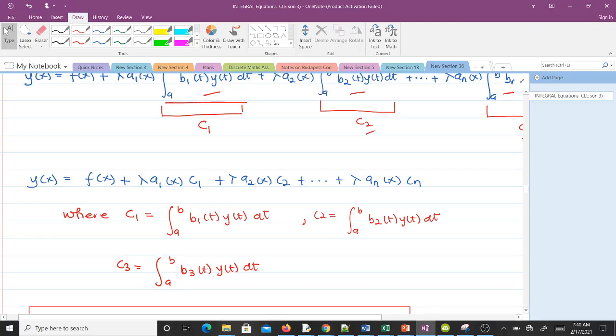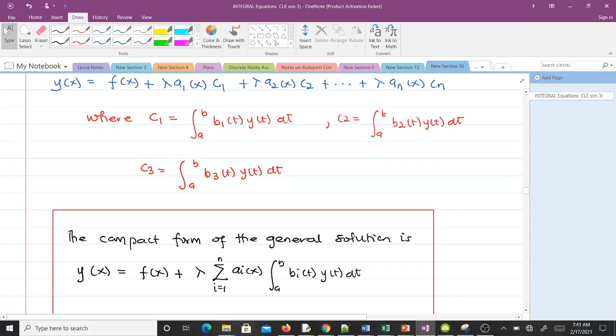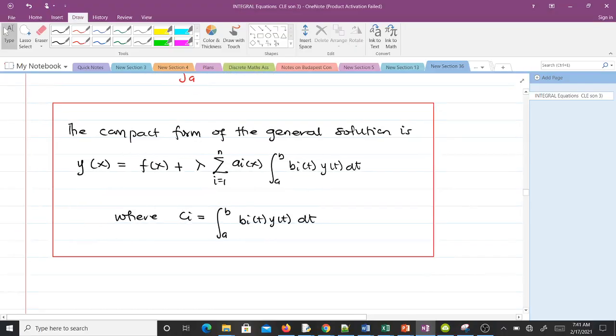So this happens to be the solution, and we can write it in the compact form. When we write it in the compact form, the general solution is y of x equals f of x plus lambda times the sum from 1 to n of a_i of x, then integral from a to b, b_i of t, y of t dt, where our c_i's will be given by this.